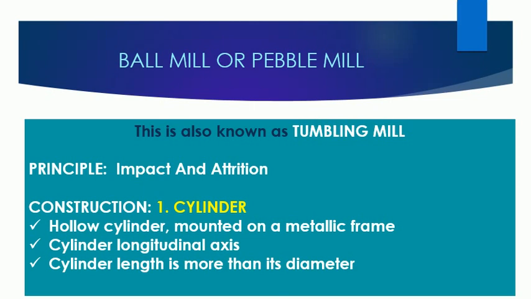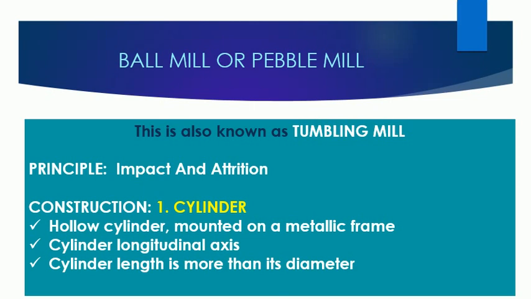Let's discuss construction. Construction of any equipment has great value when we want to score more than good. Construction basically defines various parts of equipment and what type of material it is made of, size and capacity of the equipment, etc. In ball mill, there are two major parts of construction. First is the cylinder and second is the balls.